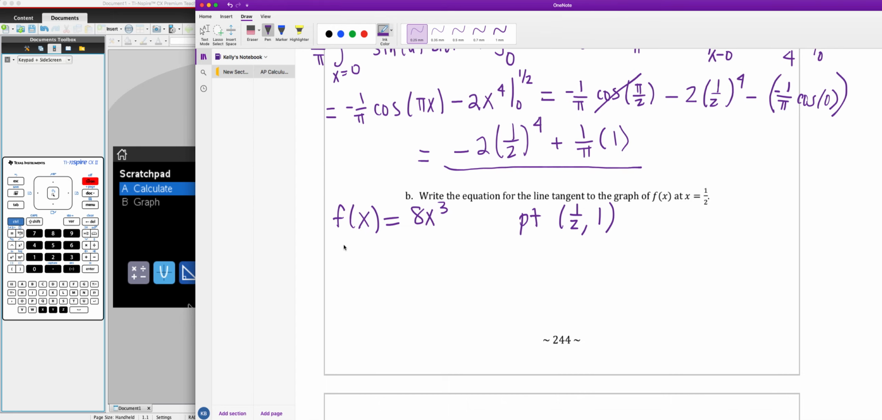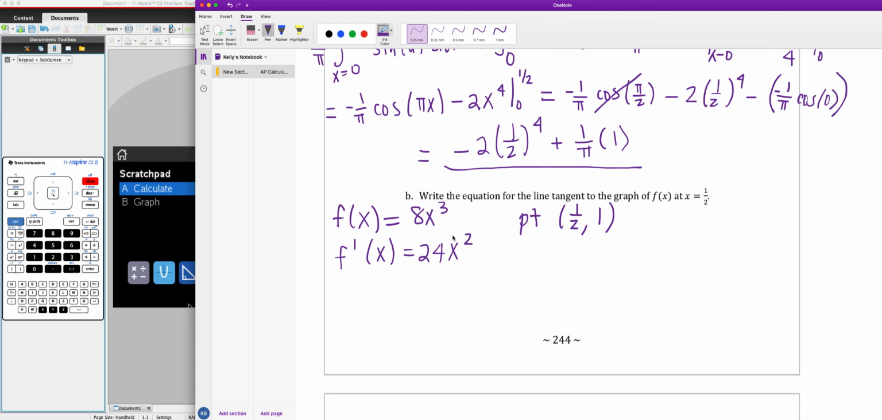Now the last thing I need is my slope. To get the slope, I need to take the derivative. So I'm going to find f prime of x here. Derivative of this guy is going to be a power rule, so the 3 comes down, get a 24x squared there. Now, it's been a while since we've been taking derivatives.